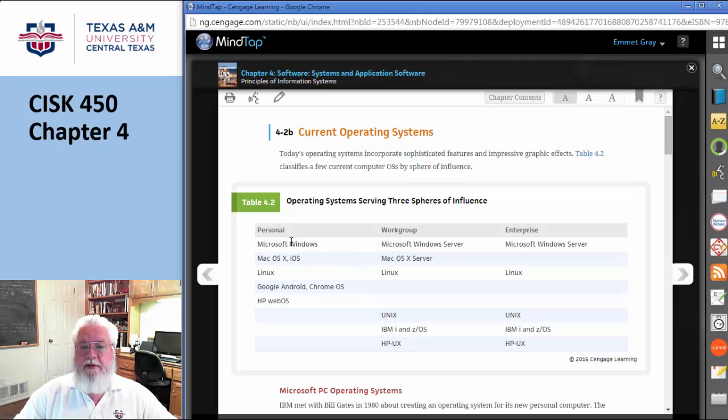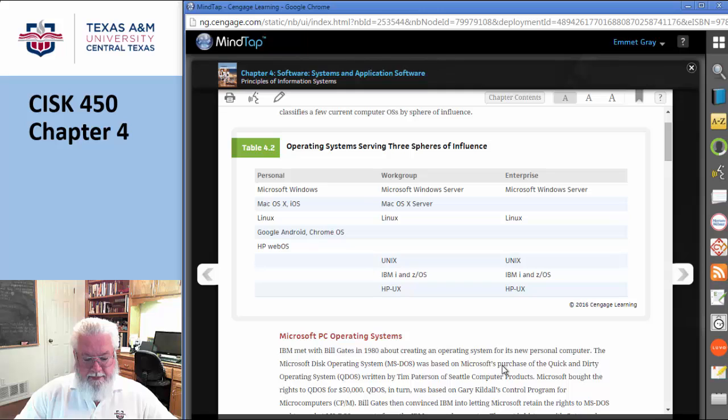It's kind of interesting to note that Microsoft has a product in each one of the spheres. You know, the Windows and the server, all in the same thing.